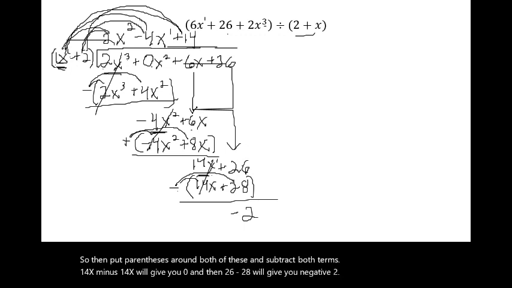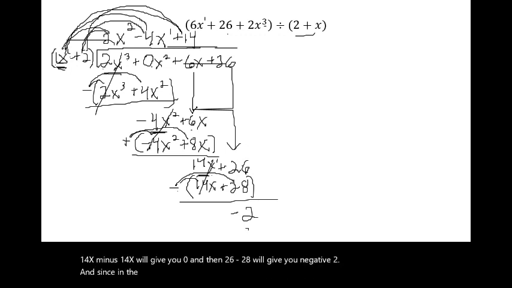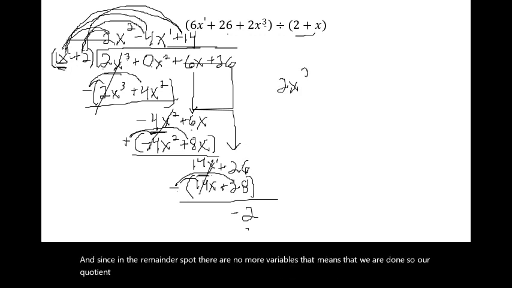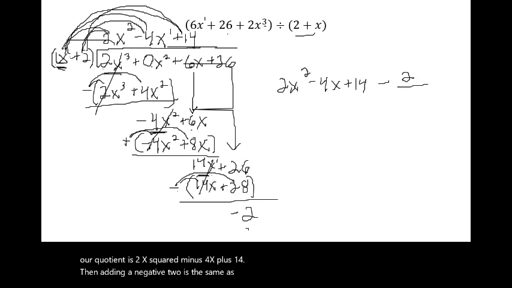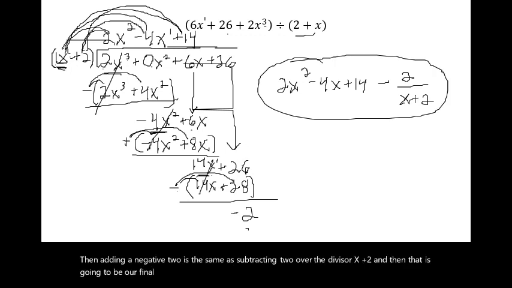And since in the remainder spot there are no more variables, that means that we are done. So our quotient is 2x squared minus 4x plus 14. Then adding a negative 2 is the same as subtracting 2 over the divisor x plus 2. And then that is going to be our final answer written as a mixed number.